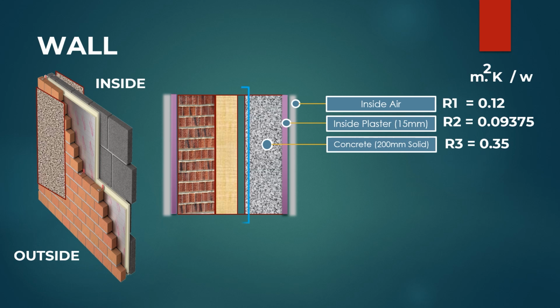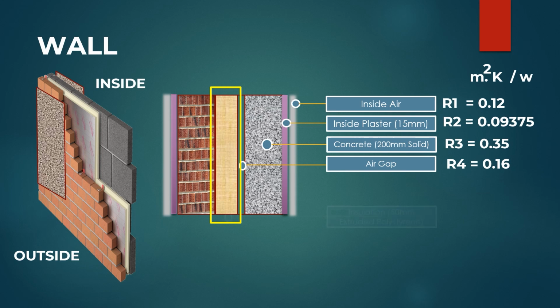Now the next layer is the air gap. It is basically a standard value. So we can consider R4 equal to 0.16 meter square K per watt. And now the next layer is insulation. It is one of the main layers, which gives maximum resistance. So for insulation here, extruded polystyrene insulation with 50 mm thickness is used.